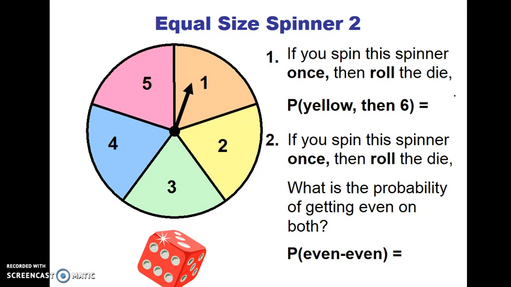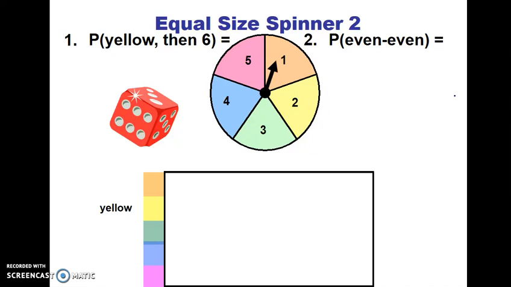So now, instead of spinning the spinner twice, I'm going to spin this spinner and I'm going to roll a die. And here are the two probabilities we're going to calculate. What's the probability of getting yellow on the first one, and then rolling a 6? And the second one is, what's the probability that I'm going to spin an even number and roll an even number? So I'm going to create a table for this. So this one I suggest you make. Go ahead and draw a box and make a table.